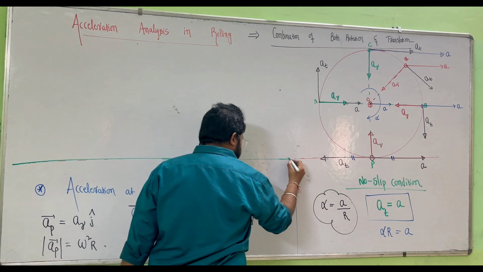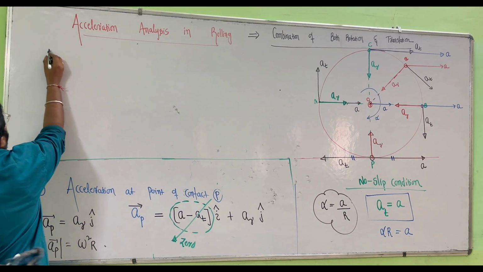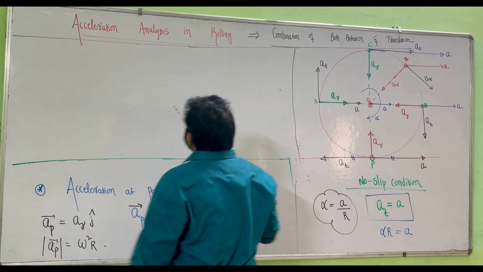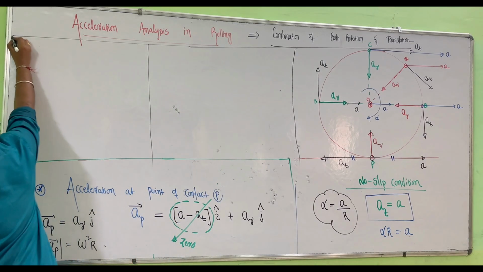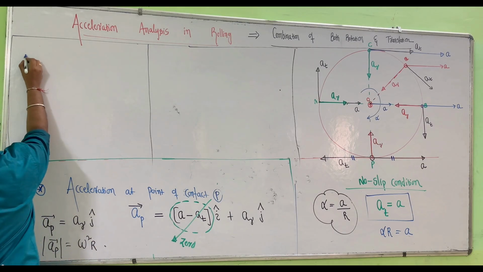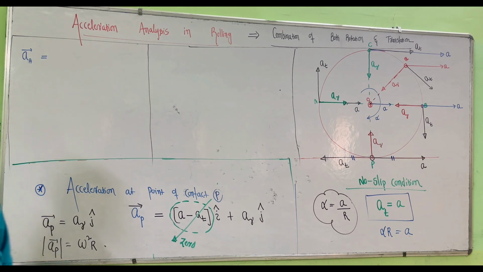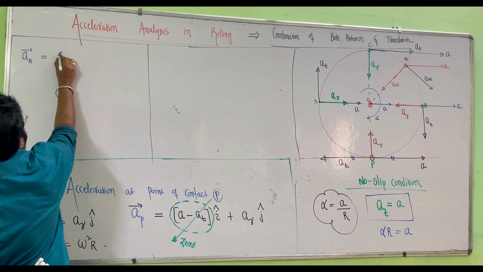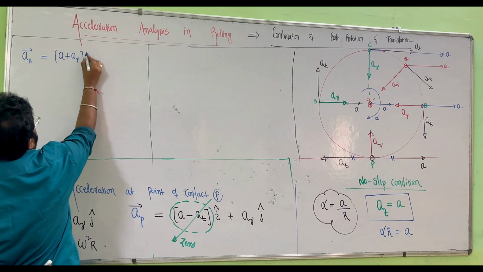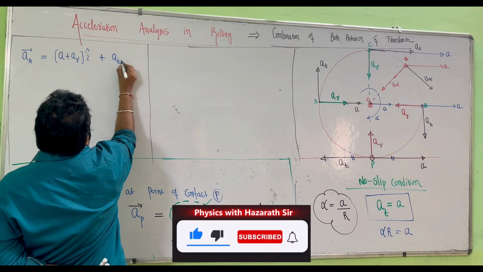See here. What is the acceleration at point A? Acceleration at point A is the sum of A plus AR, plus AT. This is how much? I cap, AT J cap.